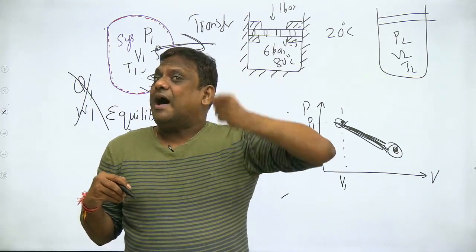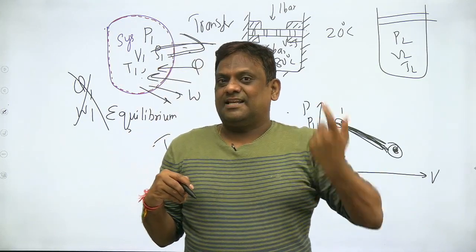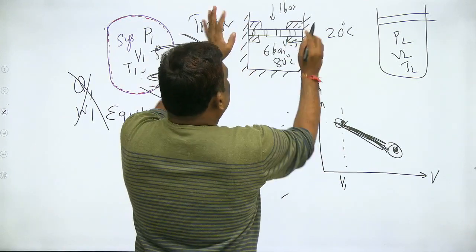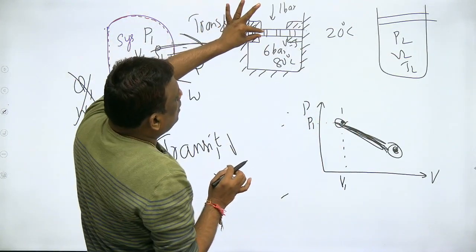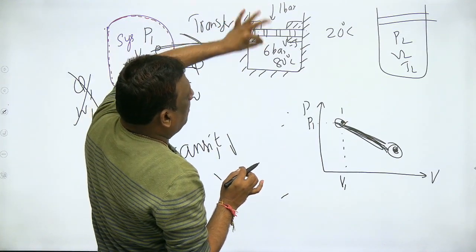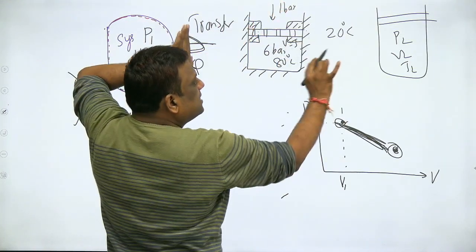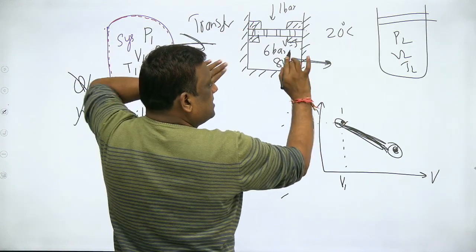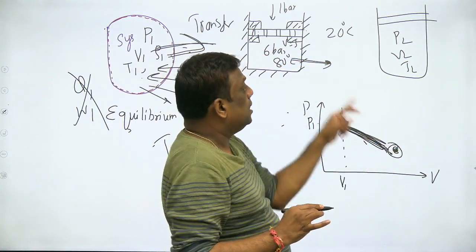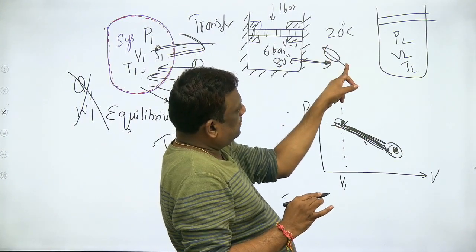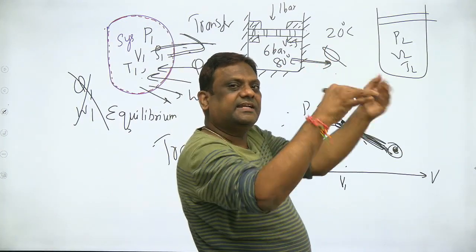You will see these two words only when a process is going on. For example, now remove this, keep these stops like this. Remove the insulation. When you remove the insulation, this piston cannot move up or down because of the stops. When the insulation is removed, heat transfer is taking place. When heat transfer is taking place, properties are changing. When properties are changing, a process is taking place. During the process only there is heat transfer. Once equilibrium is reached, again heat transfer is gone.